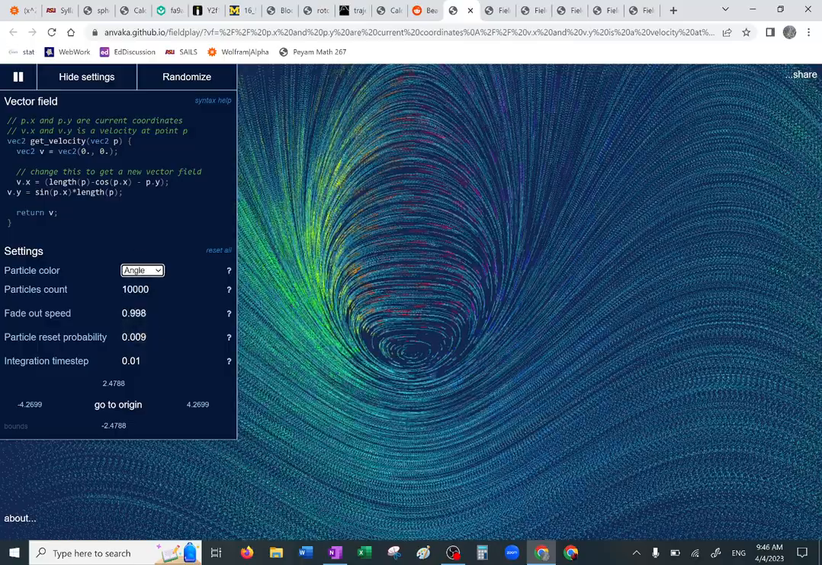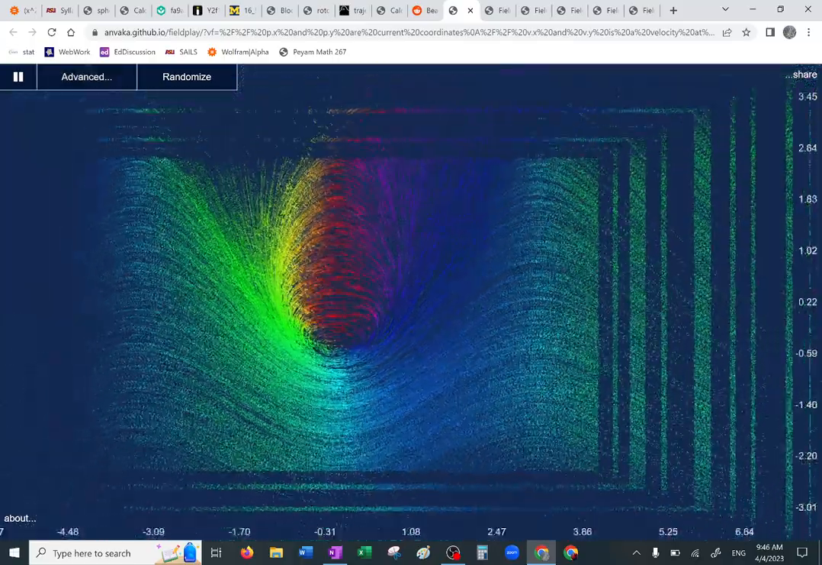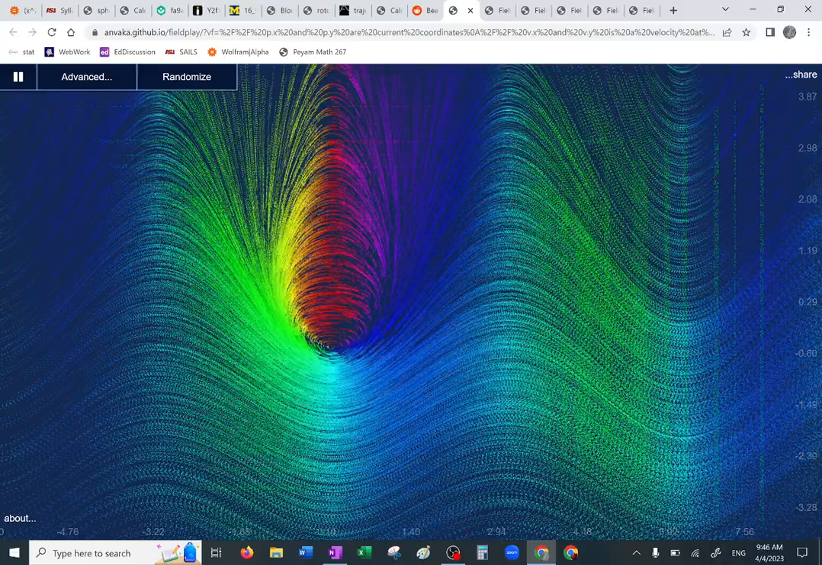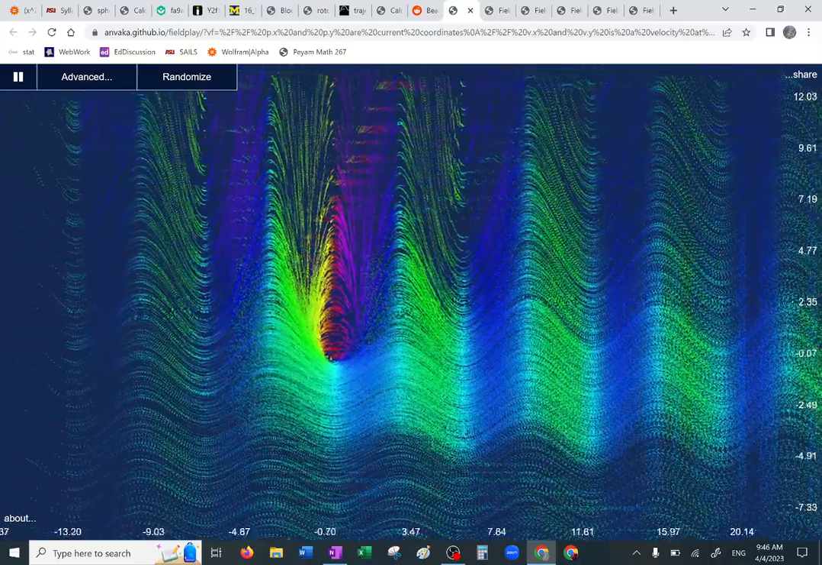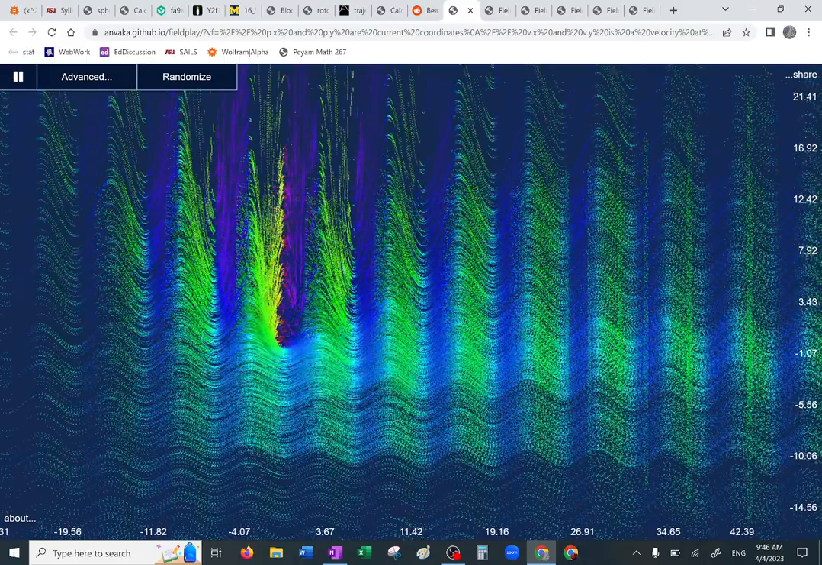Let's do angles. Yeah, classical whirlpools. But I wonder if it's only one. So I'm zooming out. And yeah, it's only one for some reason. Is it interesting?